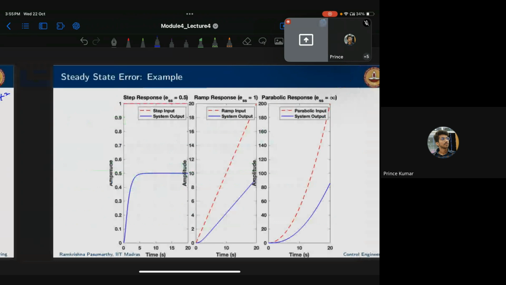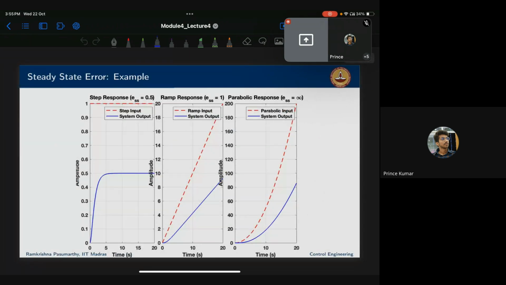Then this is the visualization. This is your reference, this is your actual, and this is your R of t. You see the steady state error now is almost 0.5. Here the steady state error is this one, at time t equal to infinity. Here the steady state error is almost infinity.